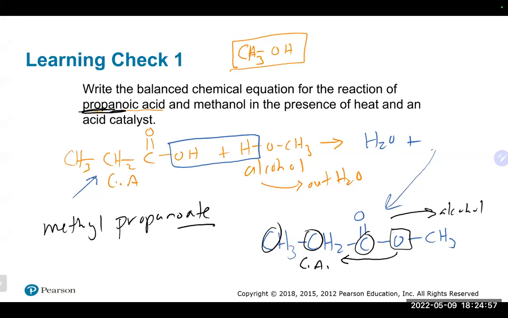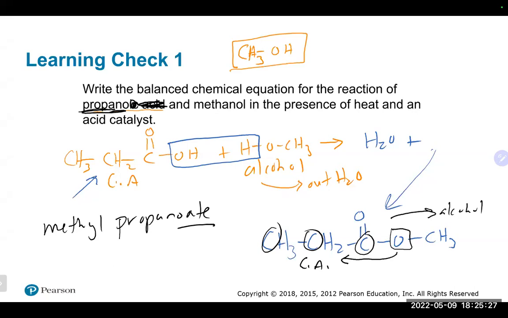I personally put -oate and just drop the E off of propane. Some people will tell you to go off of propanoic acid, drop the -ic and put -ate at the end. So whichever way you want to do it, it's fine. But I just remember -oate and go off of basically the alkane name and drop the E, and that'll get you basically the right name. Some people will say just drop the -ic off of the acid and then put -ate at the end of it, and obviously it gets you the same name. So whichever way you want to remember it. Any questions on that there?